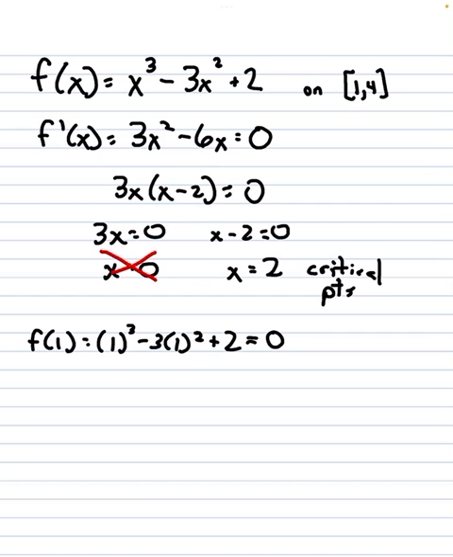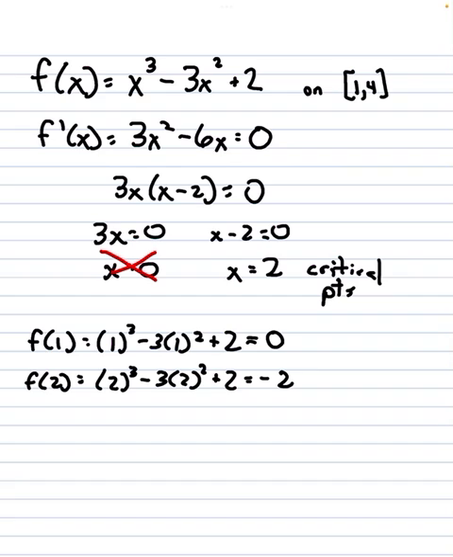Next, we want to evaluate this at f of 2. That's going to be 2 cubed minus 3 times 2 squared plus 2. That's going to give us 8 minus 12, which is -4, plus 2, which is -2.